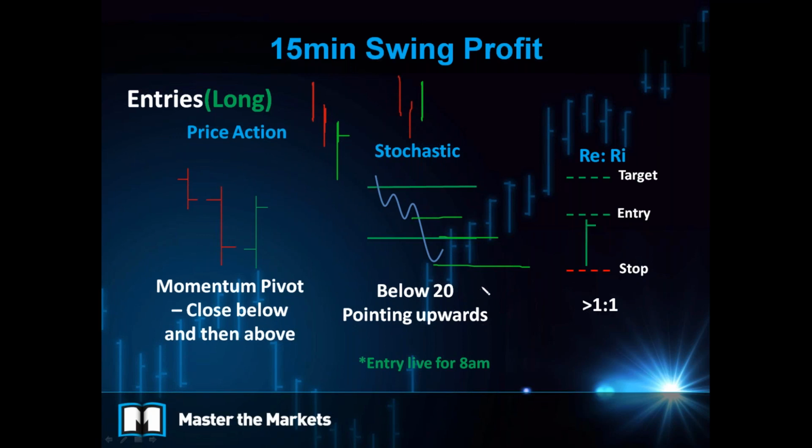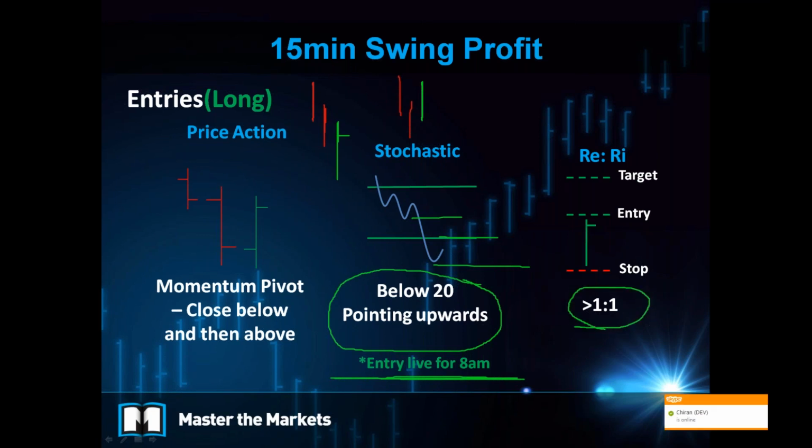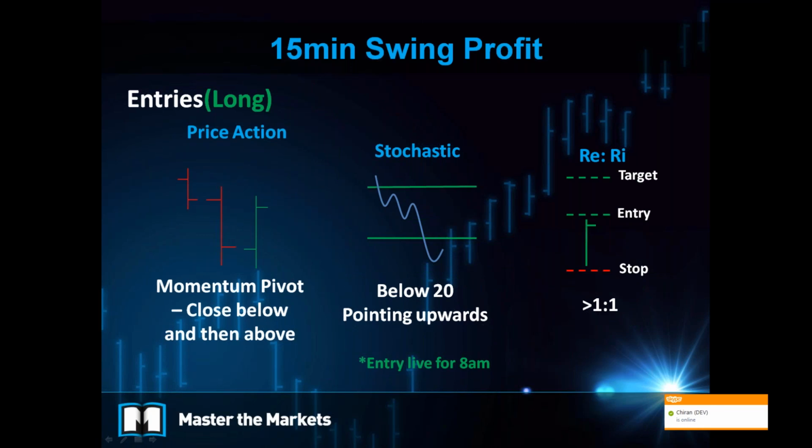Not only that, by the time you get the setup and the confirmation to enter, we still want the stochastic to be below 20, pointing upwards. Entry live for 8 AM is what we are looking for. Reward to risk ratio more than 1 to 1. That's what we are looking for.